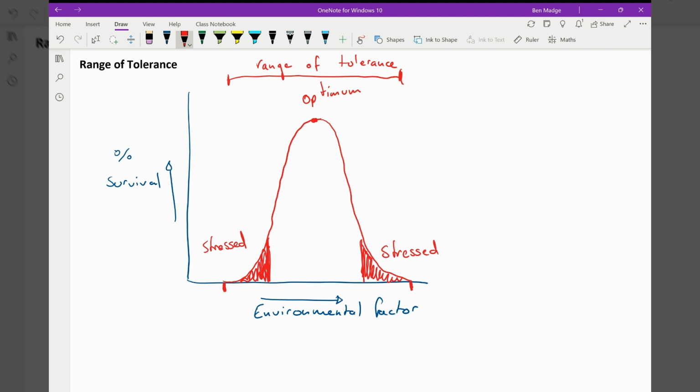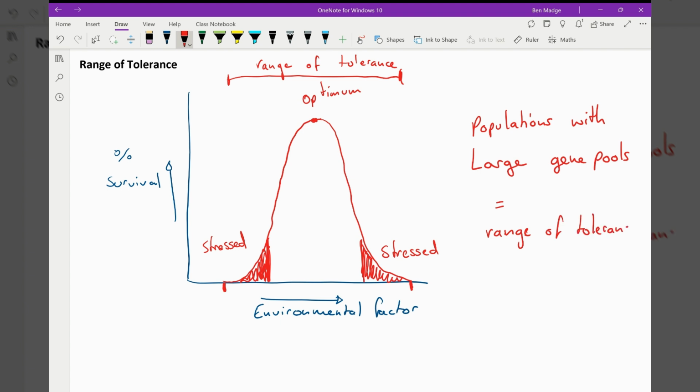So we find that populations with large gene pools have a wider range of tolerance. They're able to cope with a broader area of conditions because there are more likely to be individuals with that genetic variation that allows them to survive.